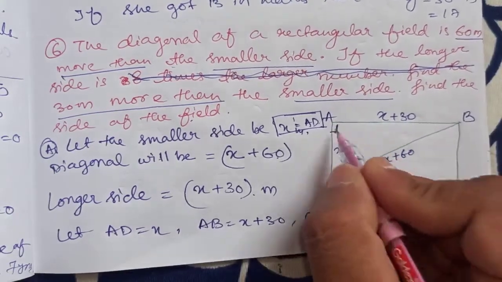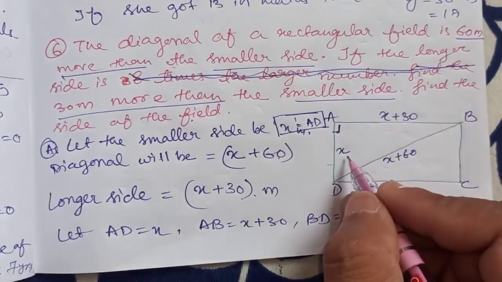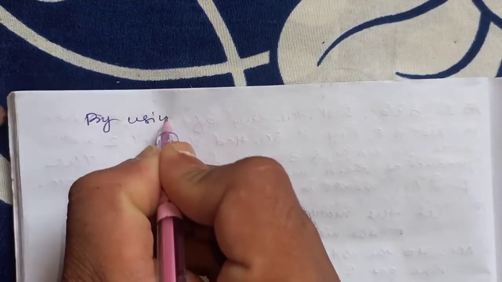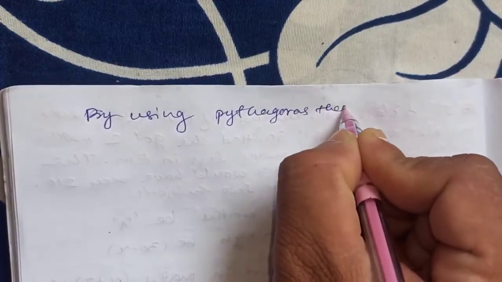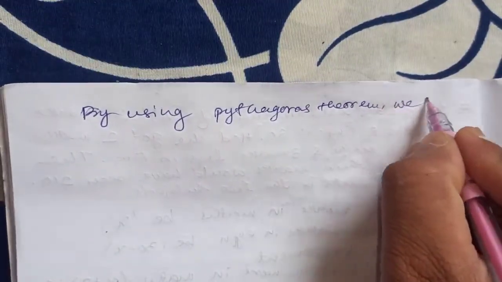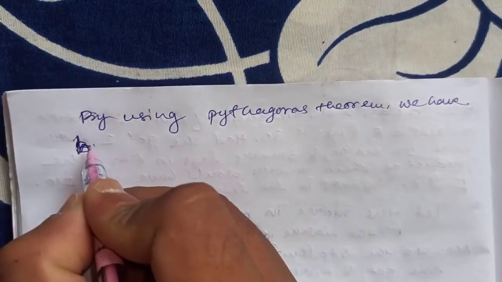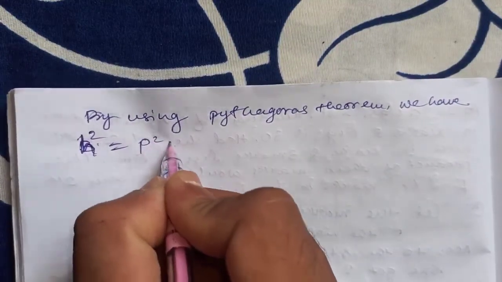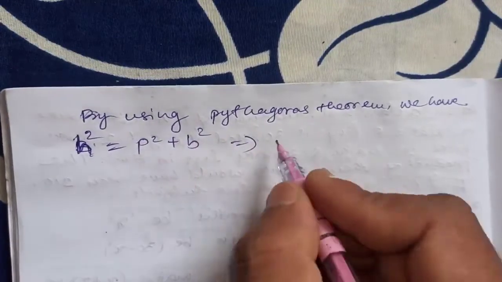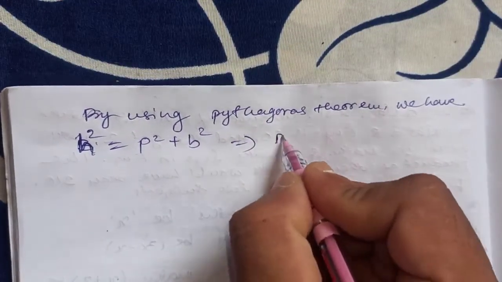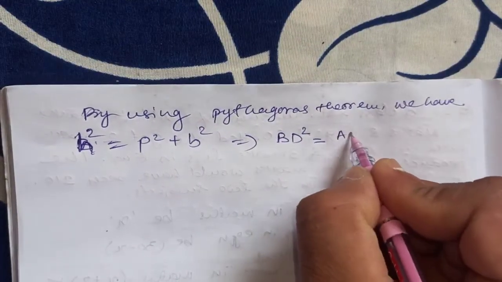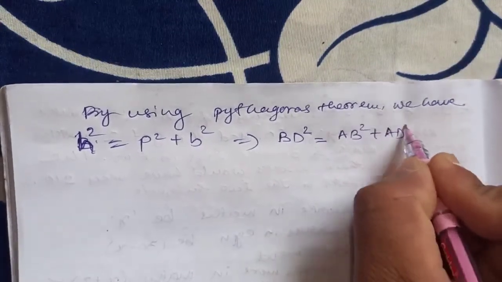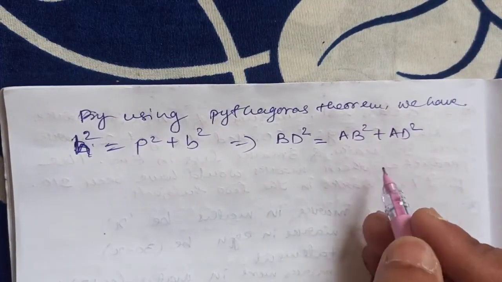Okay, this half is a right angle triangle, so we can use Pythagoras theorem. By using Pythagoras theorem, we have, okay, what is Pythagoras theorem? Pythagoras theorem is h square equals p square plus b square. What is h? H is hypotenuse. Hypotenuse is the diagonal. BD square equals perpendicular AB square plus base AD square.